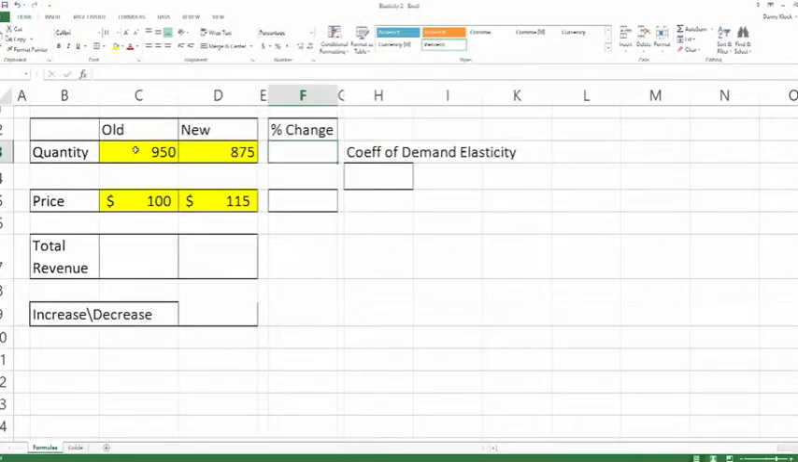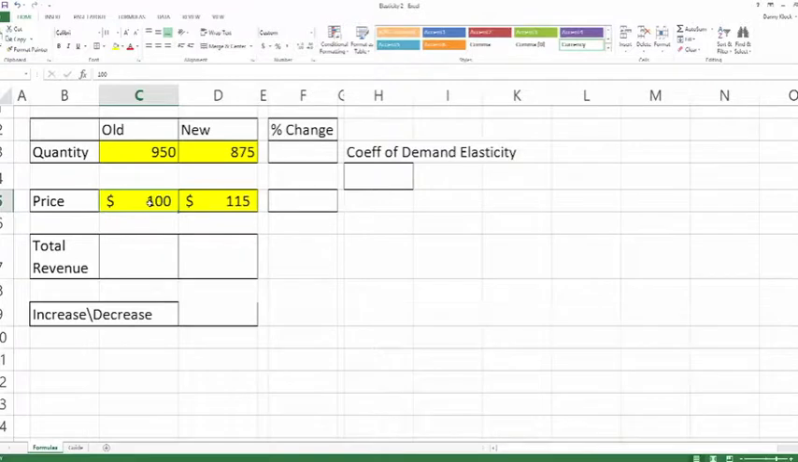All right, let's do a little bit of elasticity using Excel. Figure out the coefficient of demand elasticity. For my product here, I don't even know what I'm selling, but I'm selling something. The old price was $100. I'm increasing prices to $115. Of course, that's a 15% increase. And the quantity, I used to sell 950, but now with the new price increase, I'm selling 875.